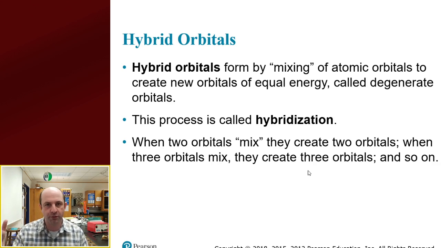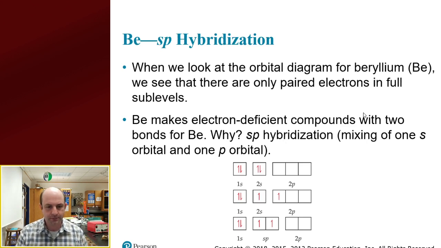So that's how we're going to know that everything is staying equal. We're not creating orbitals out of nowhere. We just take 2 to make 2 different ones. We take 3, mix them together to make 3 hybrids. That's what's going on with hybridization. And so we look at beryllium. Its configuration is 1s2, 2s2. But beryllium can make bonds. It often makes 2 covalent bonds in its compounds.